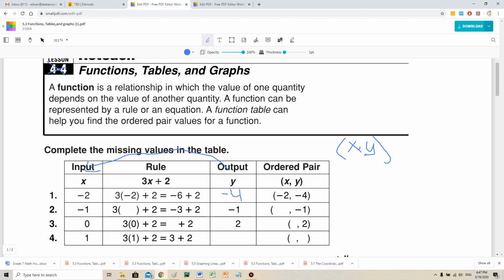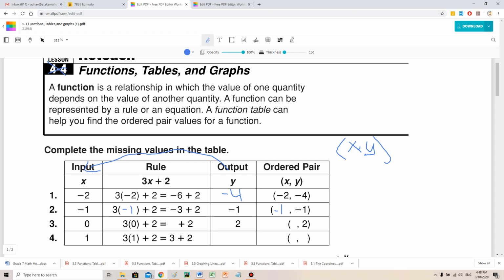Let's continue. Over here we have -1, so we just substitute the -1. And notice how they put parentheses here. I love that. When you're substituting your x value, always put the parentheses. It helps you to better organize your work. So now we have 3 times -1 plus 2. We must always do the multiplication first. 3 times -1 is -3, and -3 plus 2 is equal to -1. So what's our ordered pair? Our x value is -1 and our y value is also -1. So this is another ordered pair, another point we can plot on a coordinate plane.